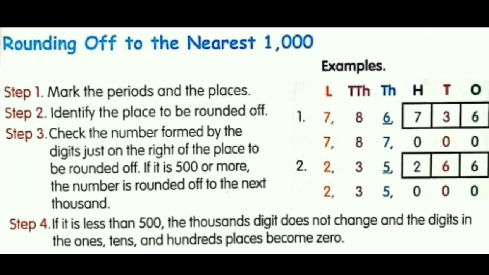Now if the digits on the right of the place to be rounded off are 500 or more, then the number is rounded off to the next 1000. However, if it is less than 500, then the 1000 digit does not change and the digits in the ones, tens and 100 place become 0. Likewise, see example number 1 here.